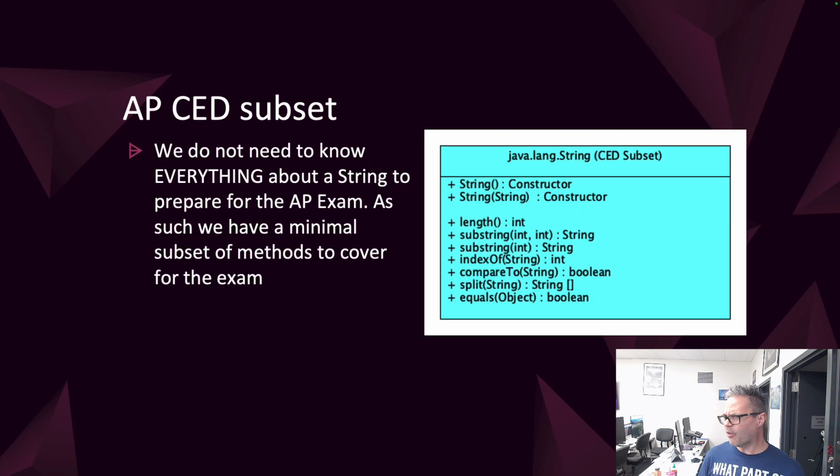So again, we don't need to know everything about the Java string to do programming in Computer Science A, but if you work with what's inside that CED subset, those basic components, you can do basically everything you need to do. And so you can see we have two string constructors, we have length, we have two substring methods, we have indexOf with a string parameter, compareTo with a string parameter, split with a string parameter, and equals with an object parameter. Those are things you really ought to know.